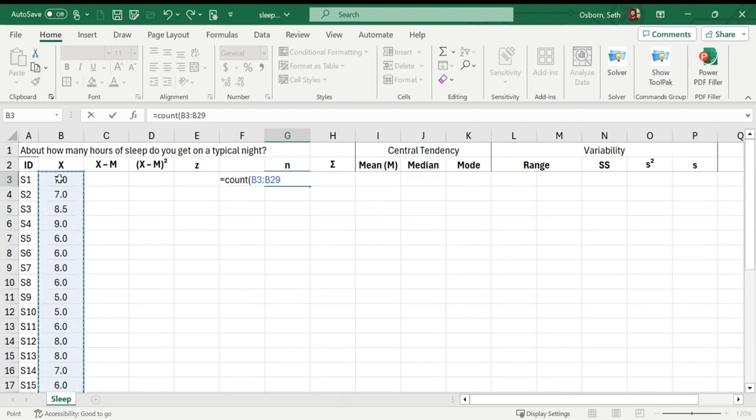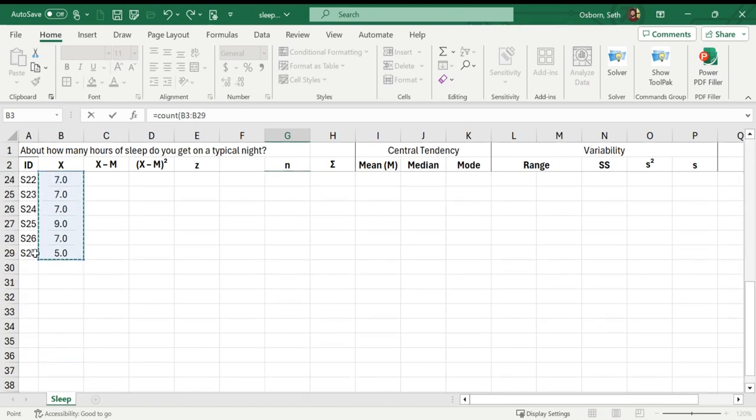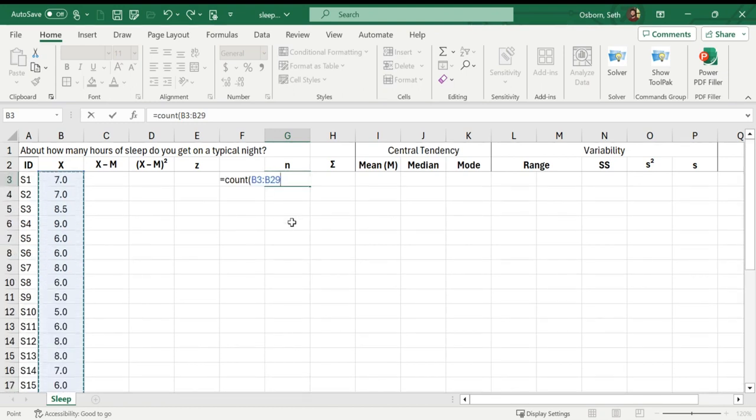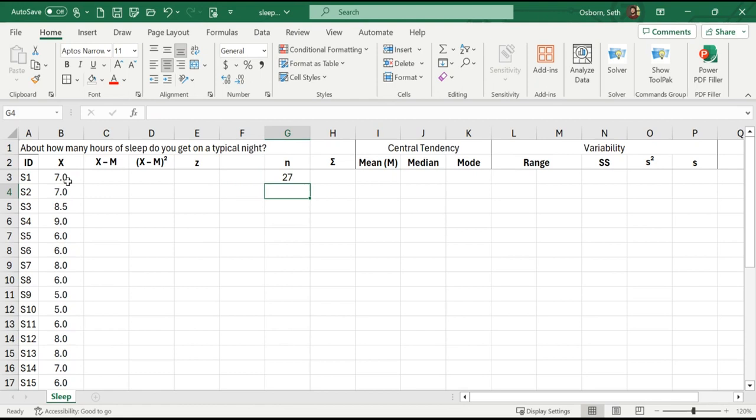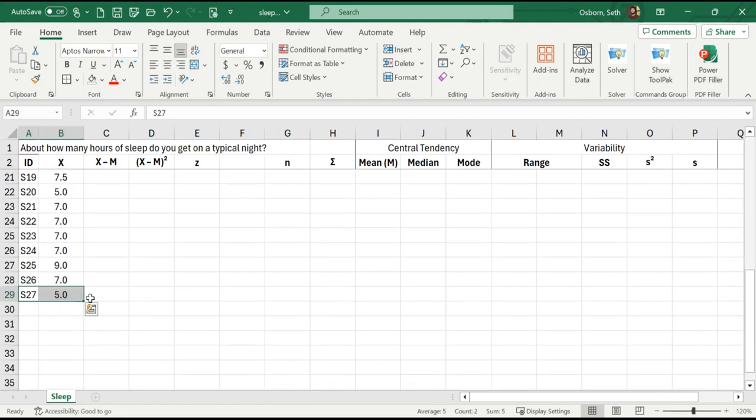Okay, so we're interested in B3, column B, row 3, through B29. All right, so that's represented like this, B3 colon B29. There are 27 cells, as we knew there would be.